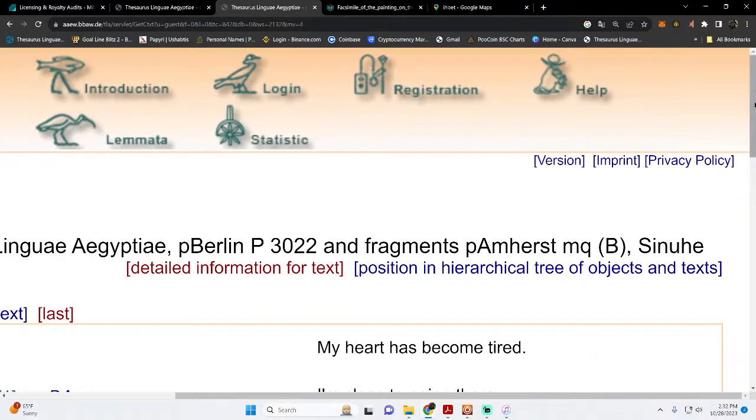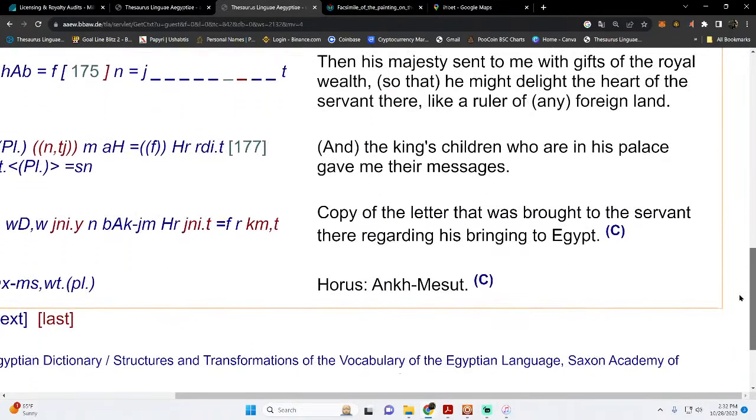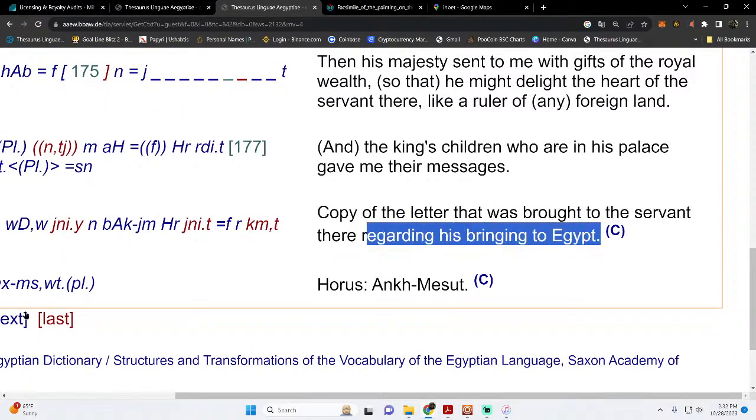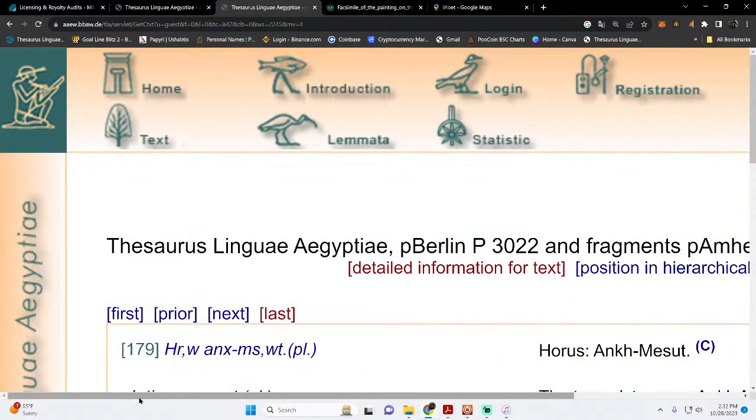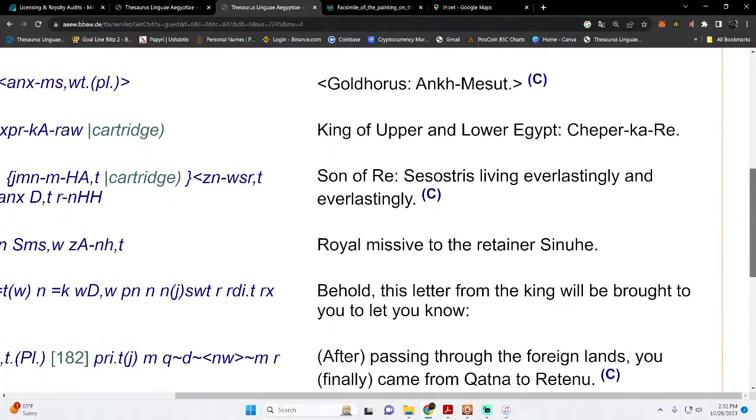Now watch what happened. Let me go to this part. Copy of the letter that was brought by the servant, blah, blah, blah. This is a long story. And it's good because it gives us more data.